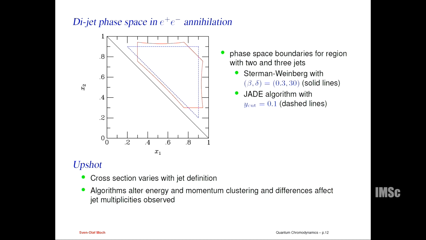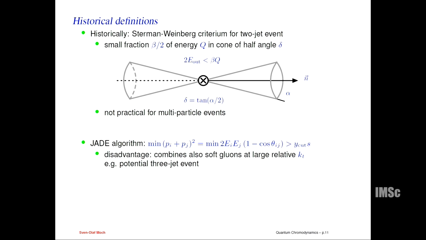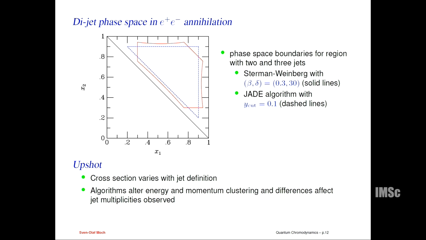And then with certain cuts on soft and collinear singularities. So for instance, taking the Sterman-Weinberg jet definition criterion with a beta of 0.3 and a delta of 30, and the delta is basically the tangent of alpha over 2. So having some definition of the cone, then this red area here, this is what is being covered by the dijet phase space.